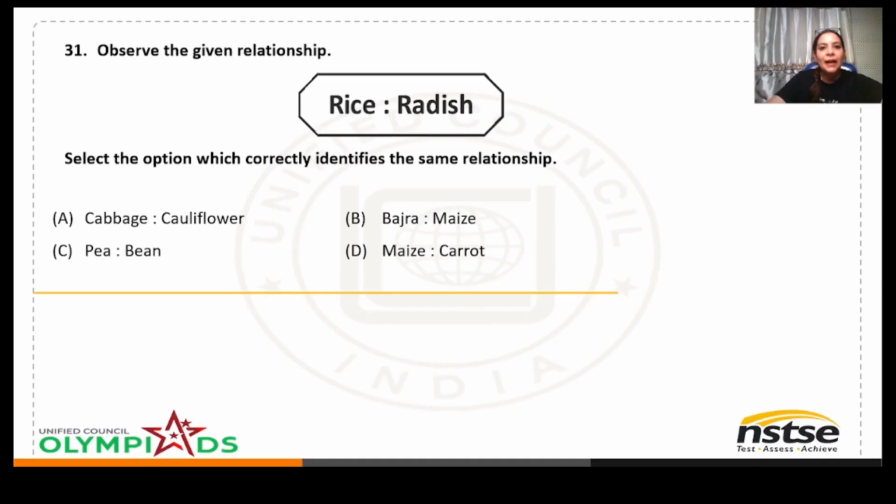Rice, radish. Select the option which correctly identifies the same relationship. So in this question, rice, radish, what comes to your mind when you look at it? Rice is one of the cereal crops.